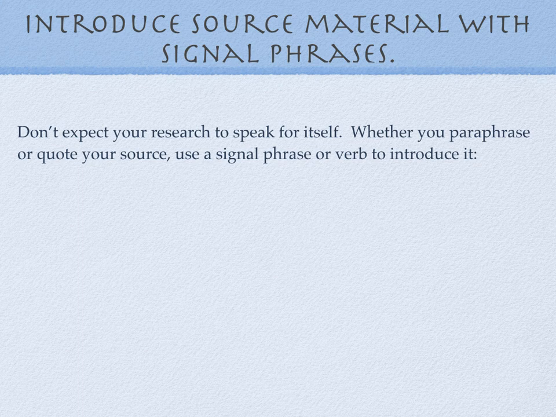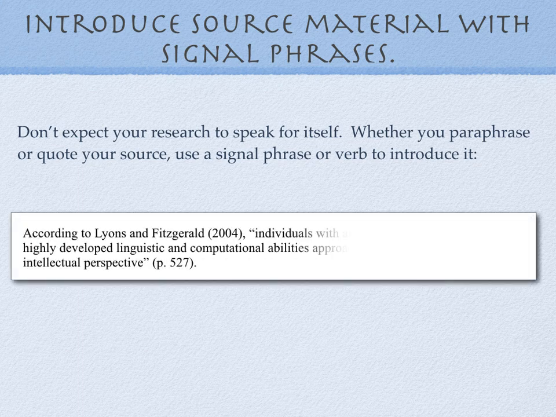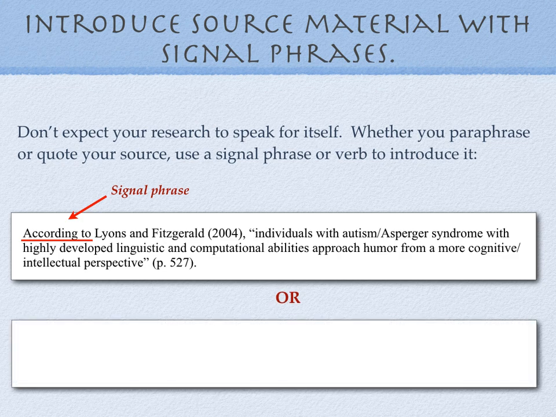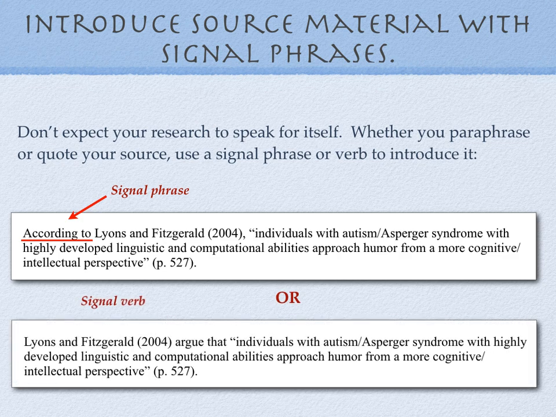Don't expect your research to speak for itself. Whether you paraphrase or quote your source, use a signal phrase or verb to introduce it. This example uses a signal phrase, according to Lyons and Fitzgerald, and see how easily that flows into your sentence? Or you can use a signal verb. In this case, Lyons and Fitzgerald argue. And see, these work that information into your sentence without just leaving a quotation hanging there by itself.